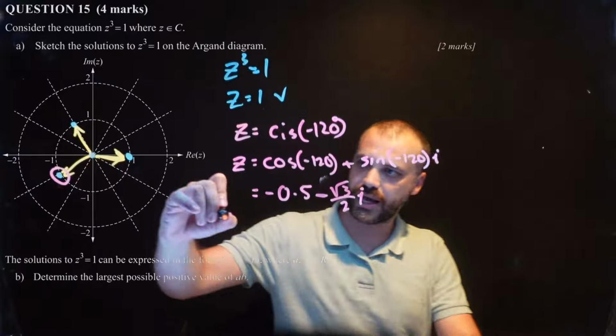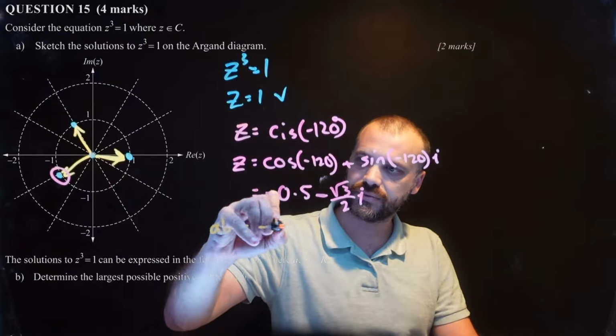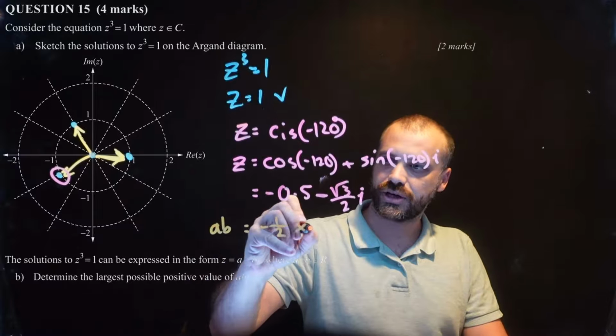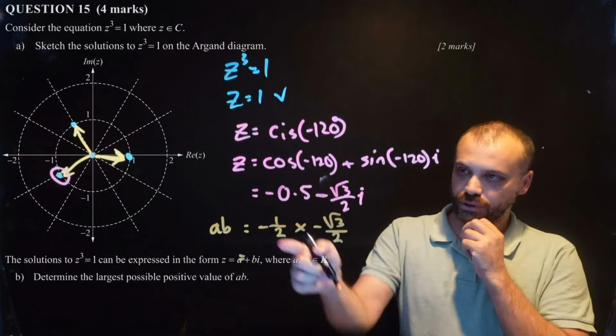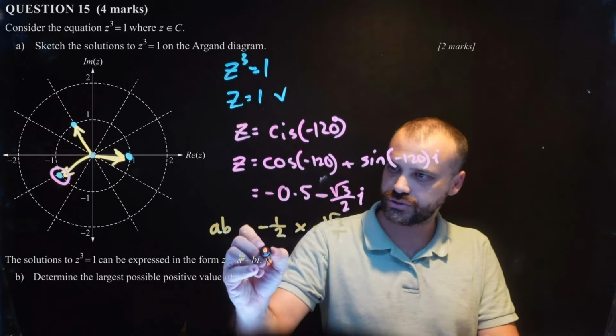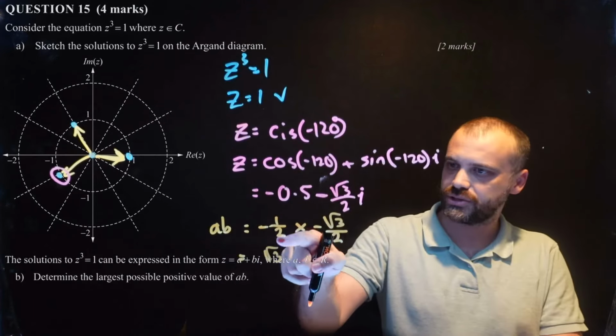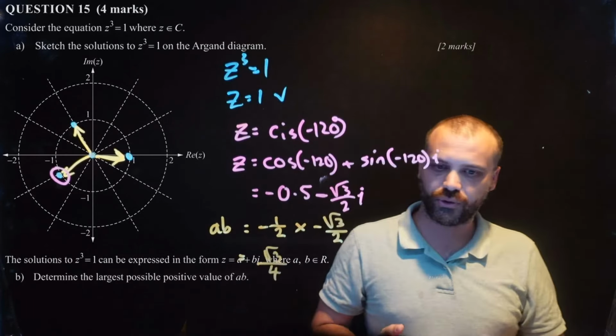So let's multiply a by b here. ab equals negative 1/2 times negative root 3 on 2. Multiplying them together, we get negative 1 times negative root 3, which is just root 3, and then 2 times 2, which is 4. My answer is root 3 on 4. That is the largest possible value of a times b of these 3 solutions.